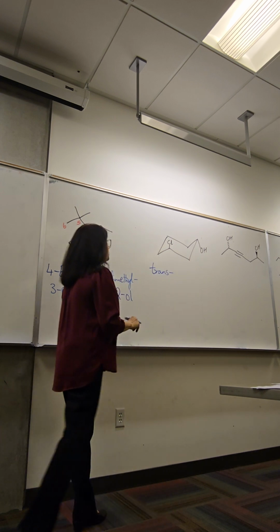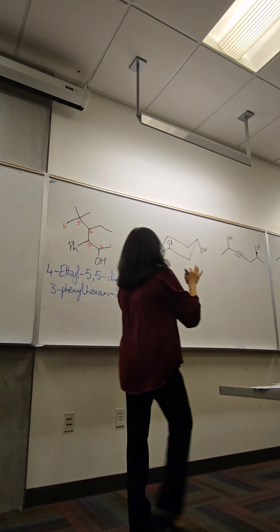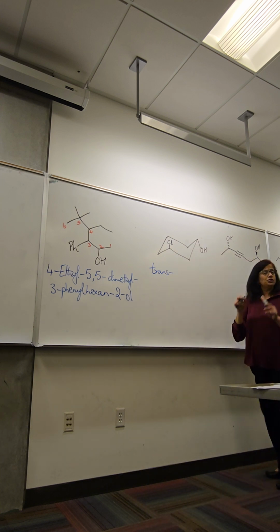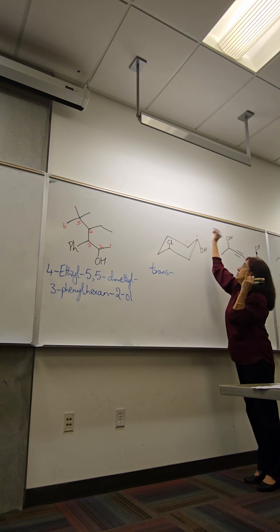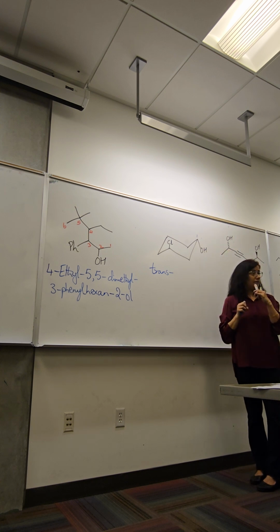Okay, group. Where's carbon 1, by the way, in the parent? Where should the 1 be? Carbon 1, the OH, has to be the carbonyl carbon. You have to start from there. It's the highest priority. Everybody good?